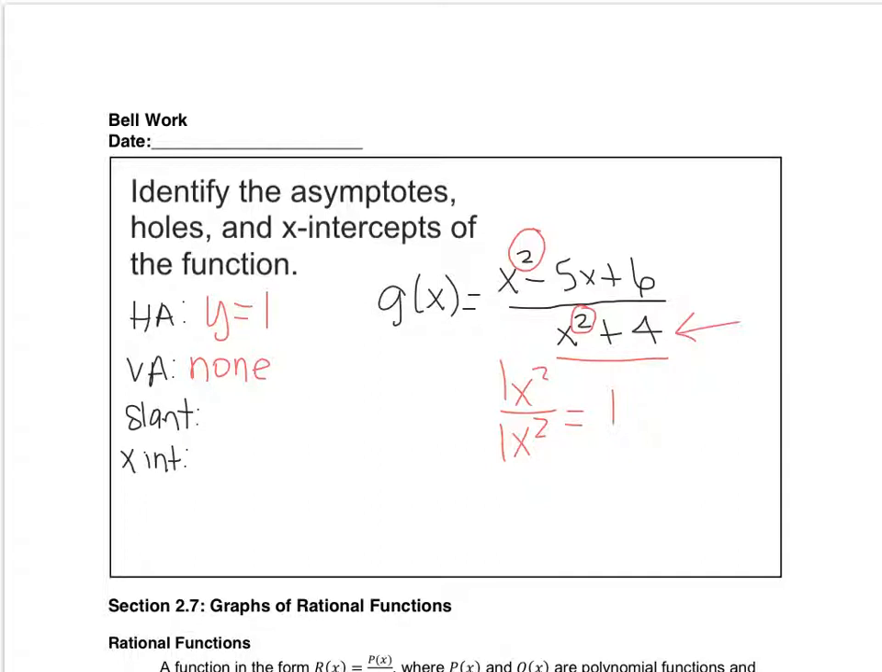And then as far as slant asymptote goes, remember, if the power on top is greater than the power on the bottom, I have a slant asymptote. And so it's not true. If I have a horizontal asymptote, I'm probably not going to have a slant one.